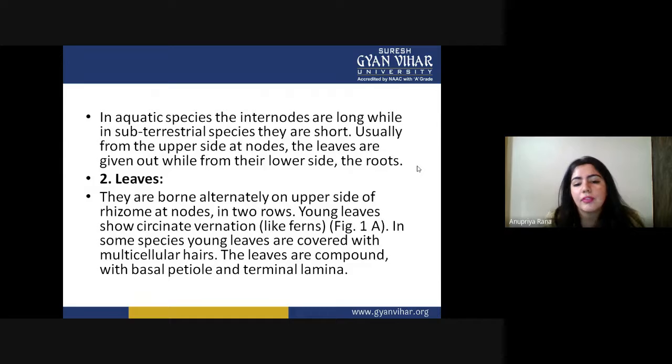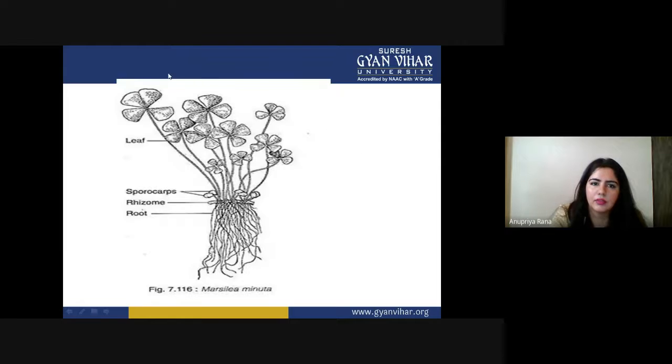In some species, young leaves are covered with multicellular hair. Some species of Marsilea also have these multicellular hairs. The leaves are compound with basal petiole and terminal lamina. So these are not simple; they are a compound kind of leaf. They have this basal petiole, a very long petiole, and a terminal lamina also. Terminal lamina means the surface area like this. This is called the lamina, and this is the petiole.